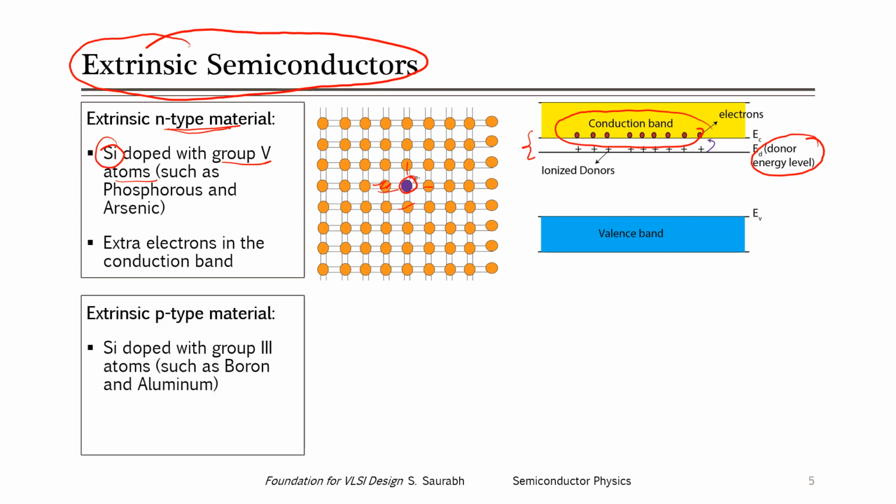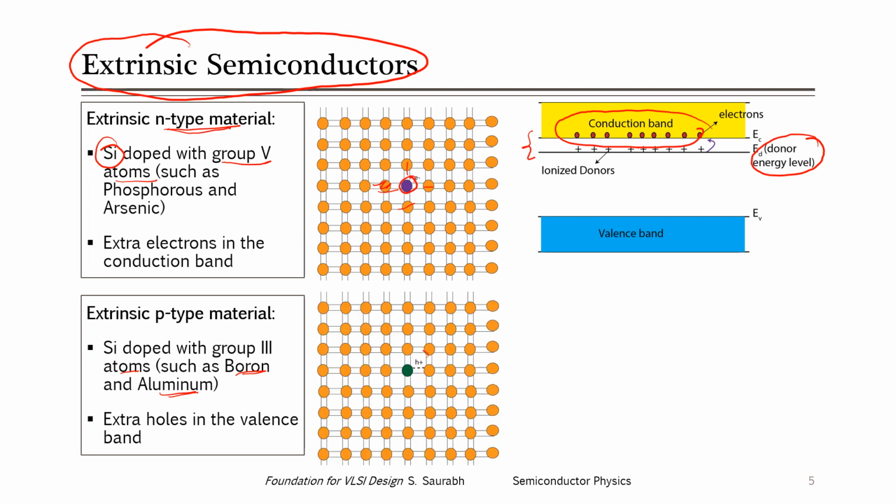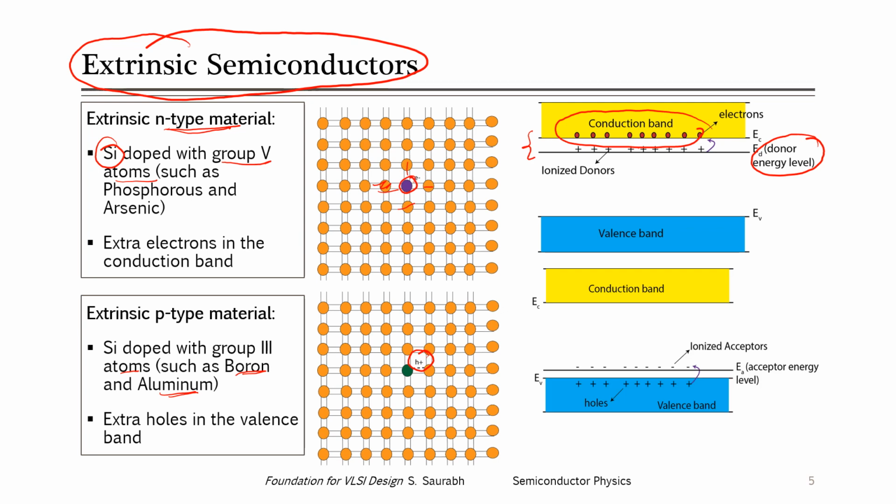Similarly, we can have extrinsic p-type material if we dope silicon with group 3 atoms such as boron or aluminum. Note that boron and aluminum have only 3 electrons in the outer shell, and these 3 electrons will be paired up with 4 adjacent silicon atoms, but there will be one bond left unsatisfied. That can be considered an absence of an electron there, which can be considered a hole, right? And if we look into the band diagram view of the p-type extrinsic semiconductor, it will look something like this.